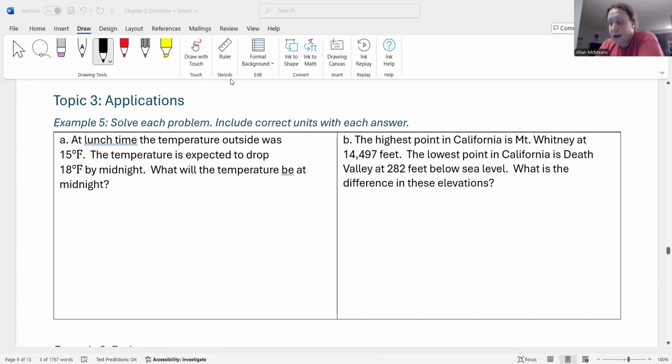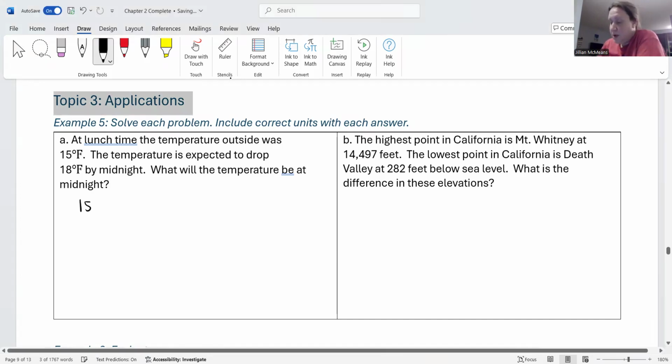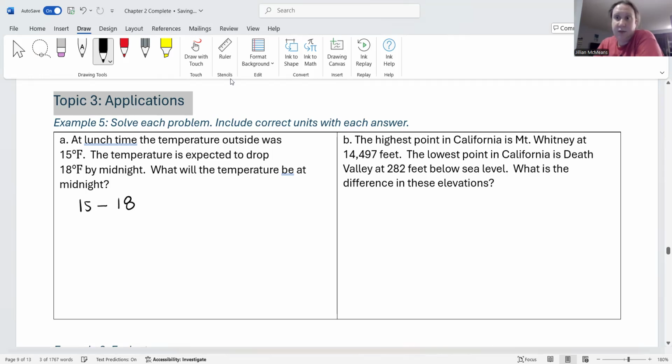So for part A, it says at lunchtime, the temperature outside was 15 degrees Fahrenheit. The temperature is expected to drop 18 degrees by midnight. What will the temperature be at midnight? Well, we're starting out at 15 degrees. We're expecting it to drop 18 degrees. So we're going to subtract positive 18.